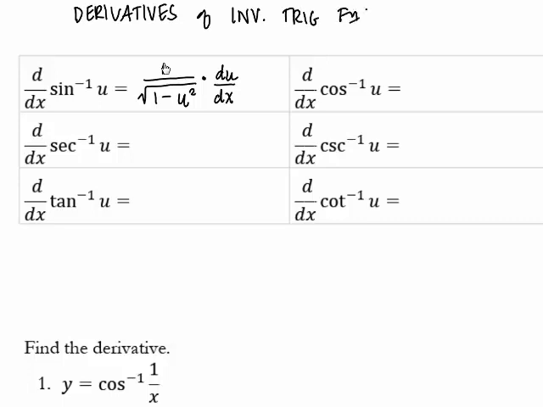For us, in Calculus 1, we just simply need to know what the derivatives of the inverse trig functions are and be able to use them as a formula. So you see down here the next question: find the derivative. Y is the inverse cosine of 1 over x. Those are the types of questions we'll do.